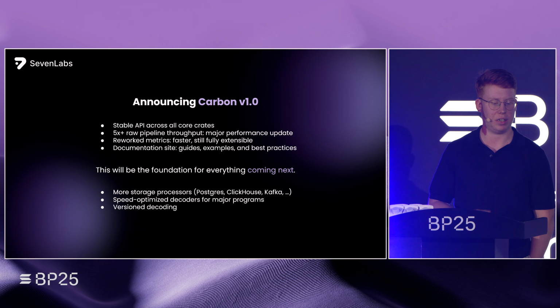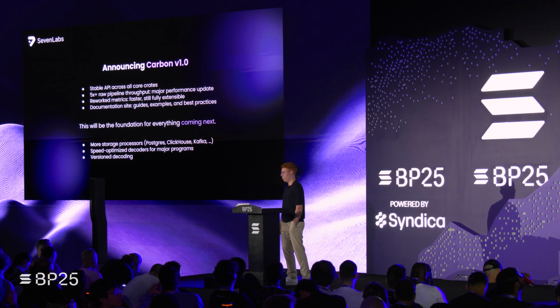We've also reworked metrics. We already had a metric system, and it was fully extensible, which means you can record any metric that you want with Prometheus, and you can also just log them. But we've made it way faster, so this is going to be released. And then we are finally going to release a documentation site with guides, examples, best practices, and a full reference of the framework. This will help everyone get into it. And this V1 will be the foundation for everything that comes next.